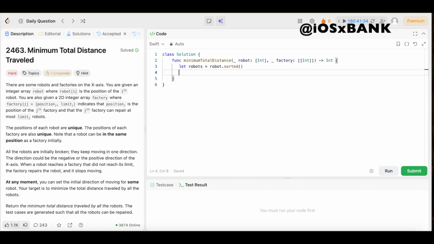Then we're going to sort factories by their position. So we'll say let factories equal factory dot sorted. Open up the bracket, we'll say $0, square bracket 0. Come outside of that, we'll say less than $1, square bracket 0. Now we're going to expand factories into individual slots. Each factory position is repeated according to its capacity.